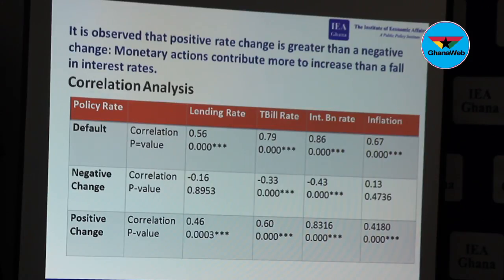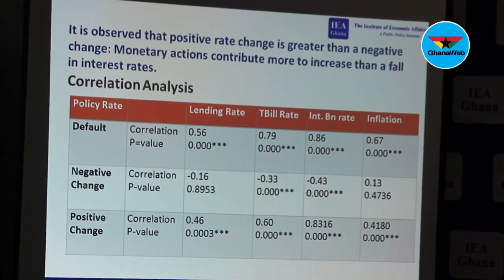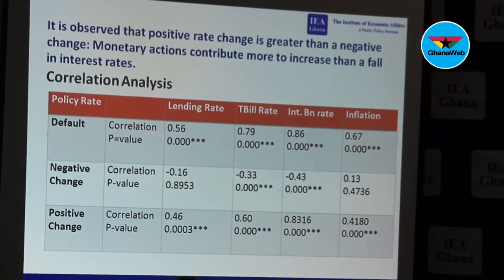So we also tried to do some correlation analysis, which I will not go into so much. And we found that between inflation and the monetary policy rate, the positive rate change is greater than the negative change.